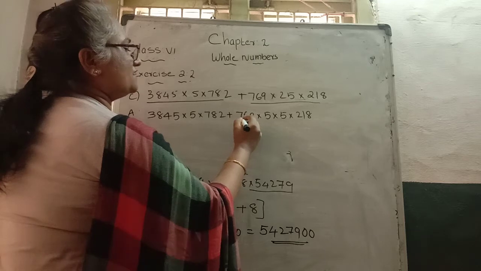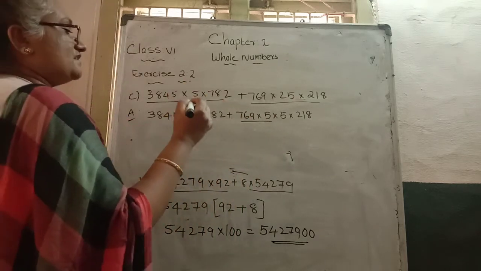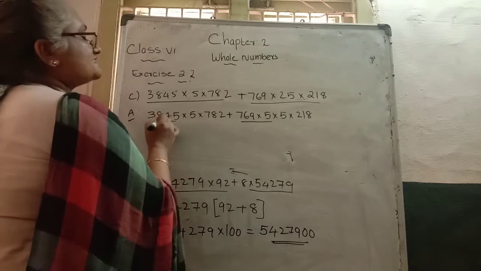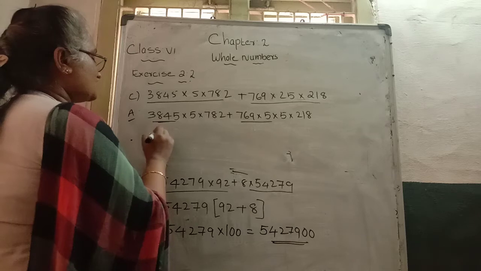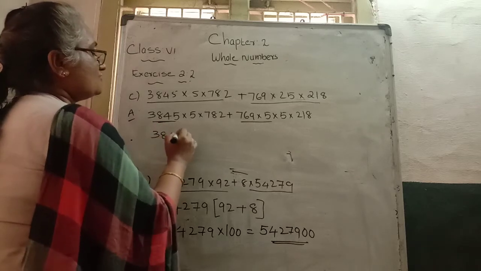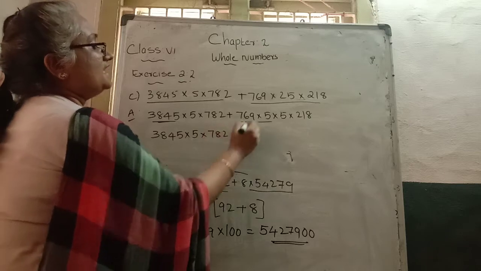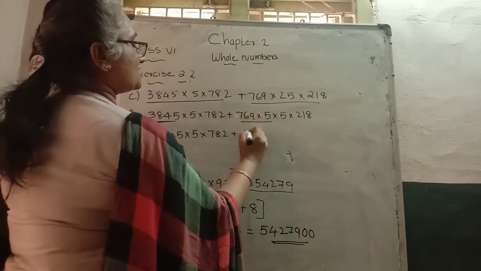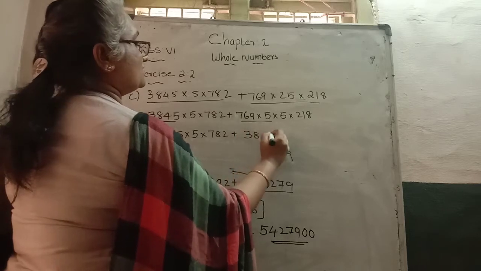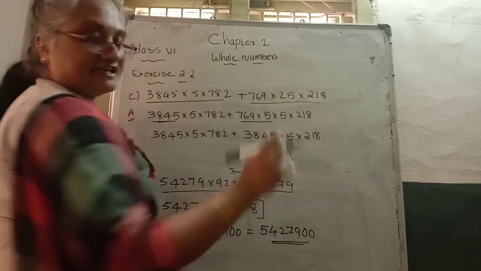Then see, 769 is multiplied with 5, and the answer we get is 3,845. So in the next step we write the first part with no change, repeating that number. Instead of this part, this number multiplied, what answer do we get? 3845 comes, and then next 5 is there and 218 is there.